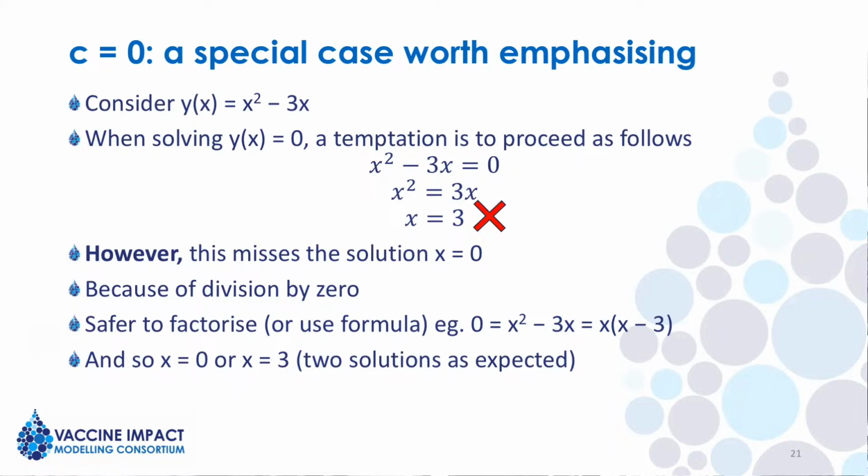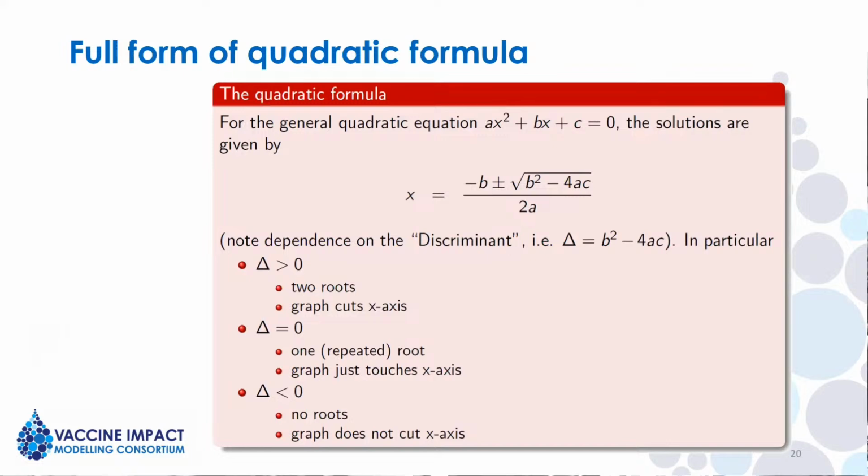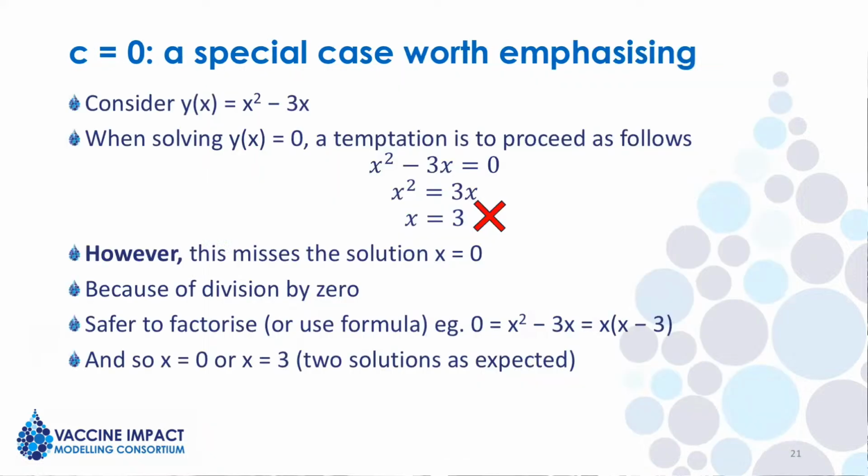Oh, before we move on, something to remember is when we've got our equation like this, we might have the situation where c is equal to 0. So we could have something that looks a bit like this. y of x is equal to x squared minus 3x. No constant c. The temptation when you're solving this is to say, okay, well, I'll set it to 0. We've got x squared is equal to 3x. I've done a bit of rearranging. That means x is equal to 3. But the problem with that is that we miss a solution here.